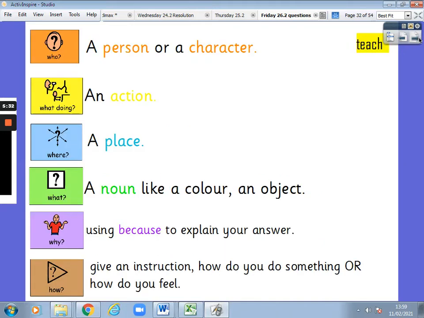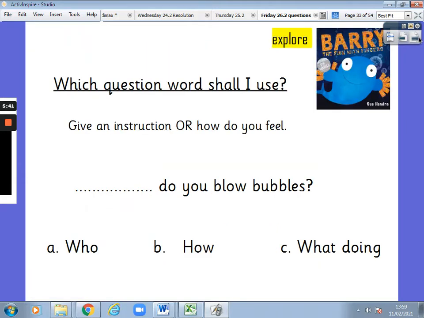Let's go over our question words. Who, what doing, where, what, why, and how. Which question word shall I use? The answer I'm looking for is either to give me an instruction or how do I feel? Is it A, who do you blow bubbles? B, how do you blow bubbles? Or C, what doing do you blow bubbles?